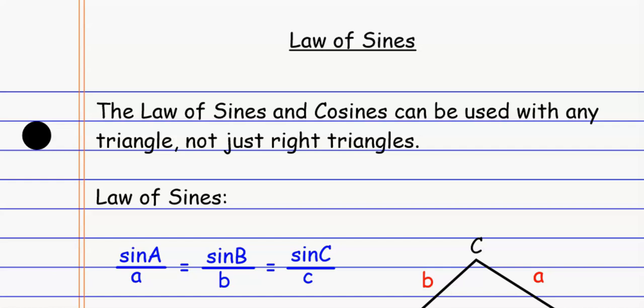There are two of these things. There's the law of sines and there's also the law of cosines. We'll save the law of cosines for another time. Today we're just going to look at the law of sines. But really, what these do is they allow us to work with things that aren't right triangles, essentially.